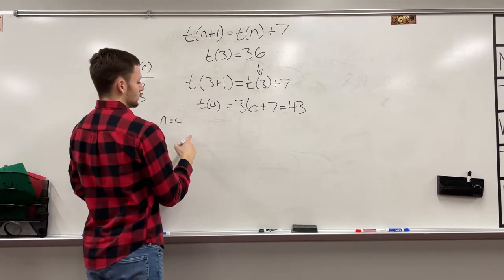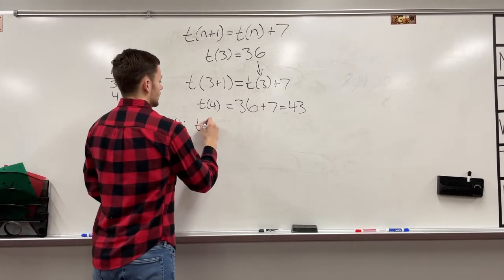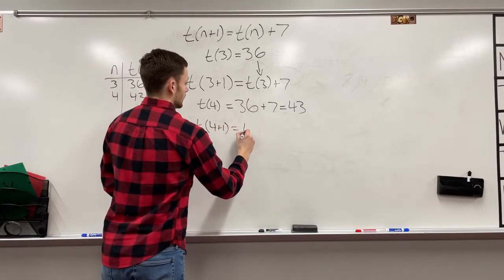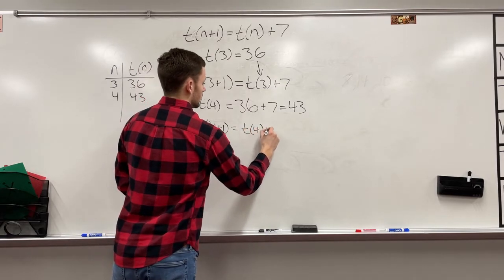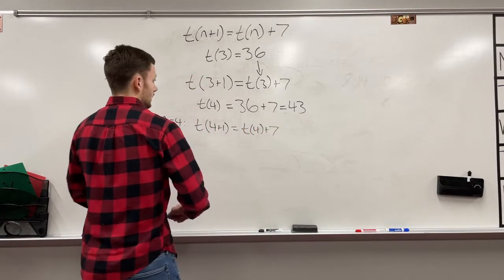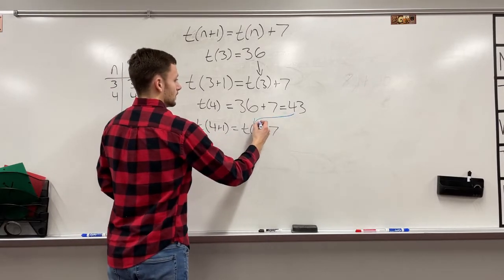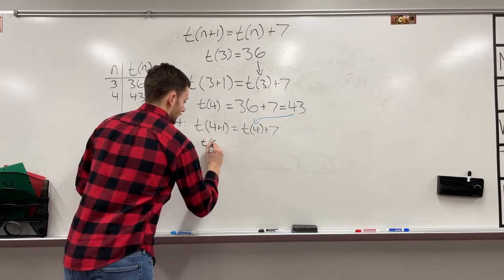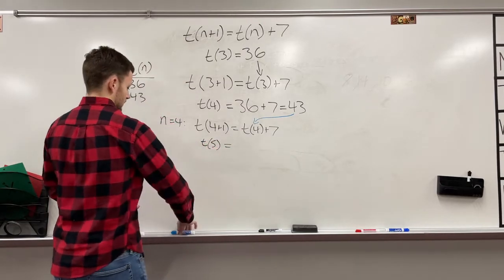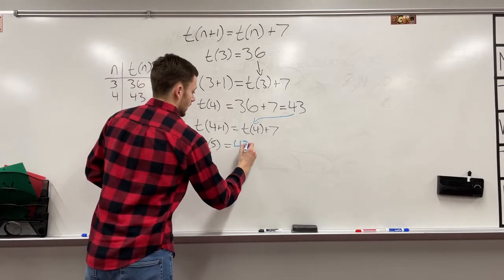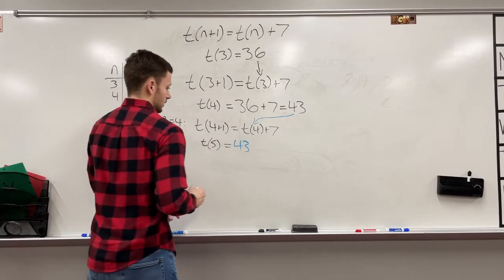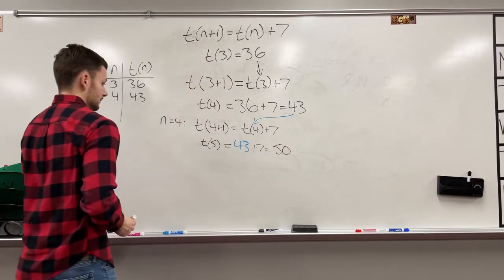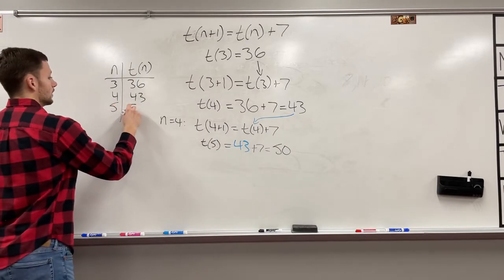But for n equals 4, if I have t of n plus 1, t of 4 plus 1, it's going to equal t of 4 plus 7. But the thing is, I already know that t of 4 equals 43, so I'm going to plug that in. So I have that t of 5 equals the value I already know, plus 7, which is 50. So now my fifth term, I know, is 50.